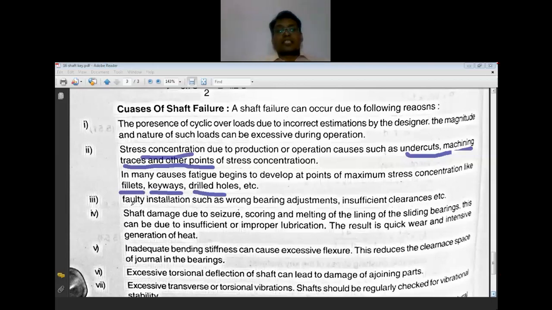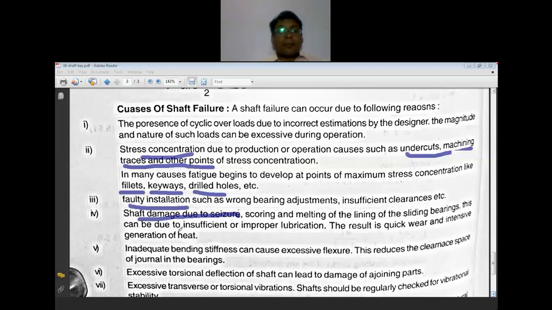Then next is a faulty installation. That is another reason. When you talk about the warranty of your fan, if the fan is faultily installed, then the warranty is void. So wrong bearing adjustment and insufficient clearances can also be reasons for shaft failure. The shaft gets damaged due to seizure, scoring, and melting of the lining of the sliding bearing.